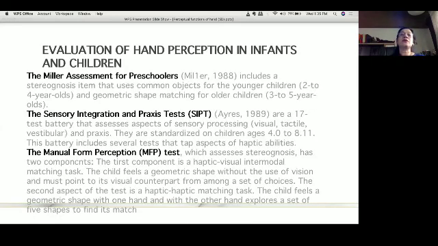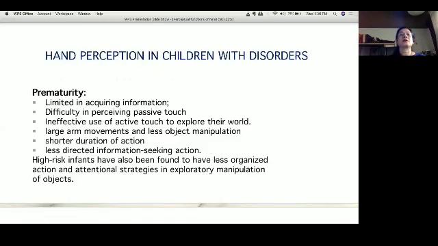So now how do you evaluate hand perception? All these are there: Miller's assessment for preschoolers, CPIT for the other age group, and the manual form perception test. Then, hand perception in children with disorders.